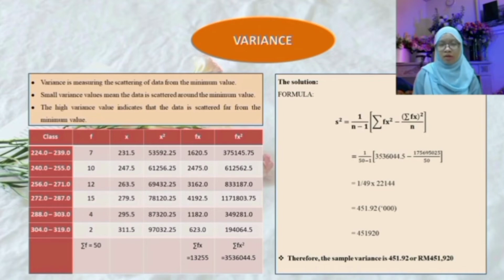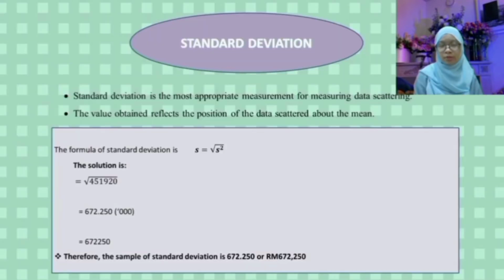So there are 6 columns in the table of variance: class, f, x, x2, fx, and fx2. So we use the formula to get the variance. Therefore, the sample variance is RM4,051,920. Third is standard deviations. Standard deviation is the most appropriate measurement for measuring data scattering. The value of it reflects the position of the data scattered about the mean.